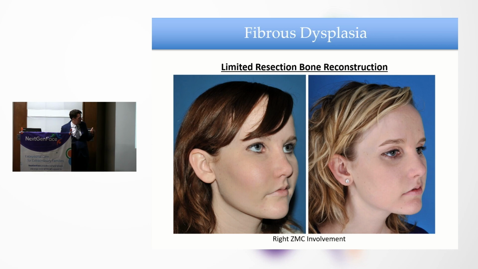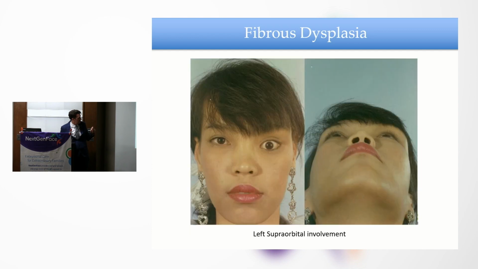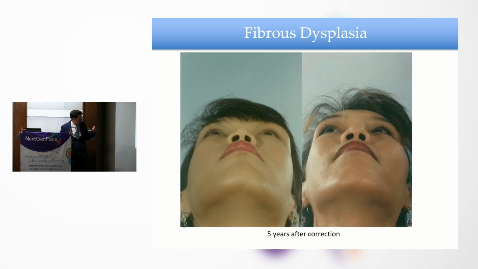She had a ZMC involvement, reconstruction, because she still has a cant here, still has soft tissue ptosis, which had to be corrected later. This patient has left supraorbital involvement. You can see the eye is pulled down and proptotic. And to correct that, we had to work on the frontal bone and the orbit. And this is here after 5 years of correction. You can really see the orbital correction from a worm's eye view.